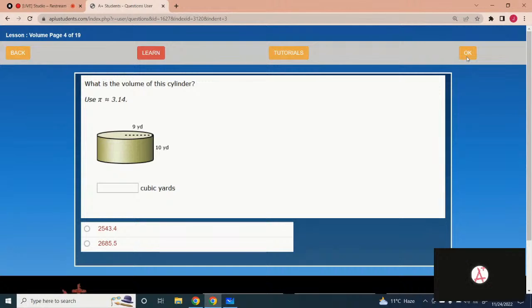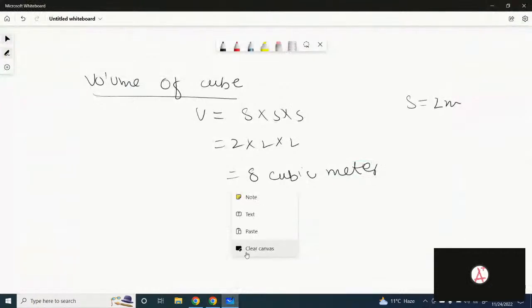Okay, again, it's a cylinder and the volume of the cylinder is pi r squared h. Got it?